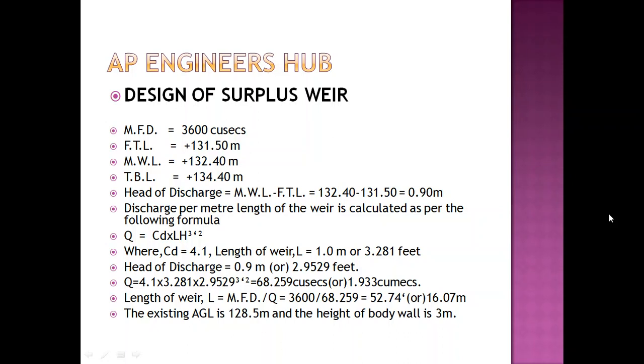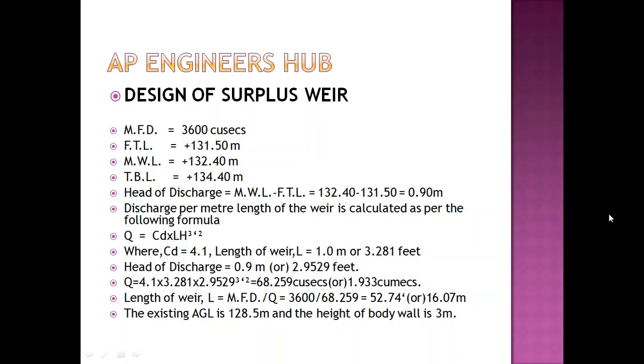Discharge per meter length of weir: Q is equal to C D L H power 3 by 2, where C D is equal to 4.1. Length of weir we have taken as 1 meter, that is 3.281 feet. Therefore, head of discharge obtained is 2.9529 feet, and Q is equal to 1.933 cusecs. Length of weir L is equal to MFD by Q, which is 16.07 meters.